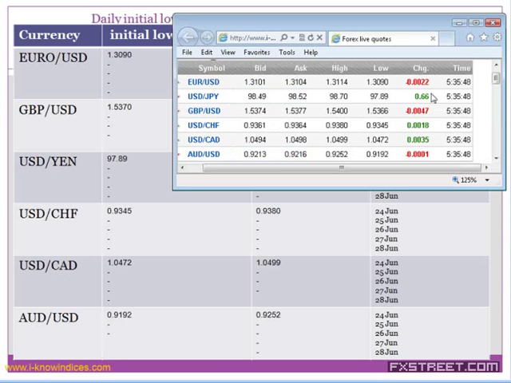Currently, if you look into the live market quote page, all the currencies are showing the USD gaining move. Euro, GBP and Australian dollar, the numerator currencies, are showing negative net change, and USD Yen, USD CHF and USD CAD are showing positive net change, as USD is gaining in both the majors as well as the commodity pairs.